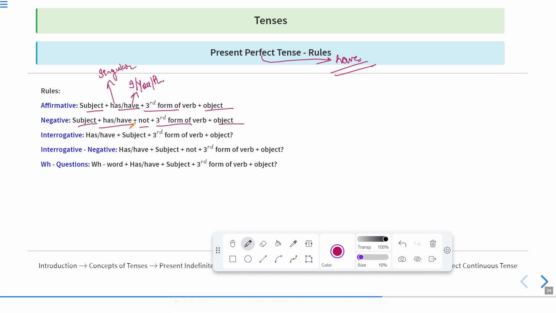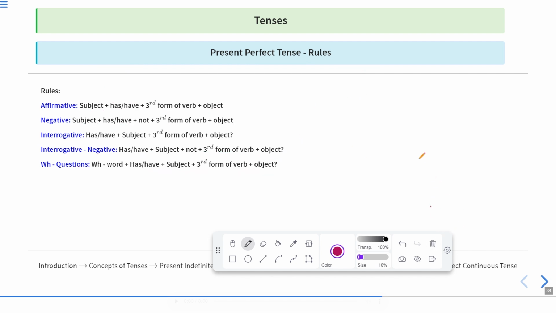Similarly, in negative, we have subject plus has or have plus not plus third form of the main verb plus object. Then in interrogative, the auxiliary verb comes prior to the subject. So has or have will come before the subject. Then first has or have, then subject, then third form of the verb, and then object. In interrogative negative, has or have, then subject plus not plus third form of the verb plus object. And in WH questions, WH word plus has or have plus subject plus third form of the verb and then object. So these are the patterns which we follow in present perfect tenses.